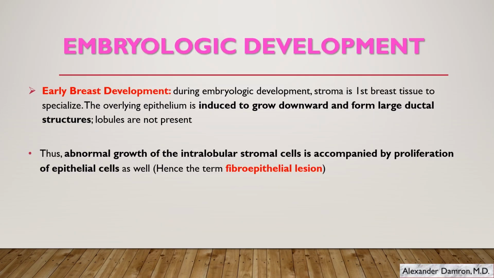So if we look back at the embryologic development of the breast, it's very interesting because the stroma is actually the first tissue to specialize, and as that specializes, it induces the overlying epithelium to grow downward and form large ductal structures. In fact, the lobules aren't even present at that time. You start to see those later in puberty. But for the purposes of this lecture, what's interesting to know is that it's the stroma that induces that growth. So it's no surprise that abnormal growth of that intralobular stroma is often accompanied by proliferation of epithelial cells. You'll see at least usual ductal hyperplasia in these lesions, and hence the term fibroepithelial lesion.